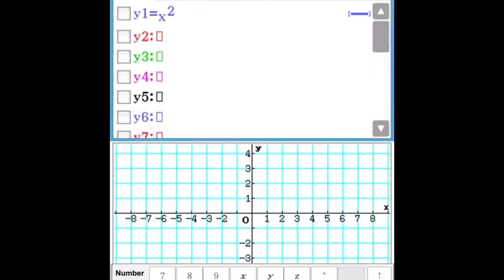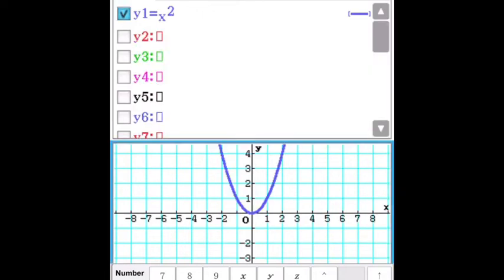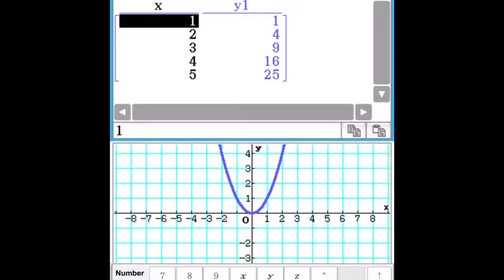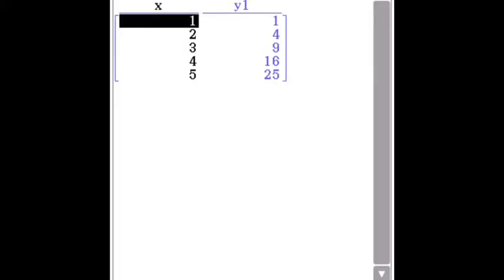A parabola is the graph of a quadratic relation. The basic parabola has the rule y equals x squared. Everything is 0 and the turning point is a minimum.